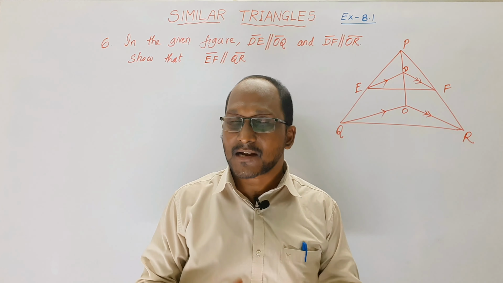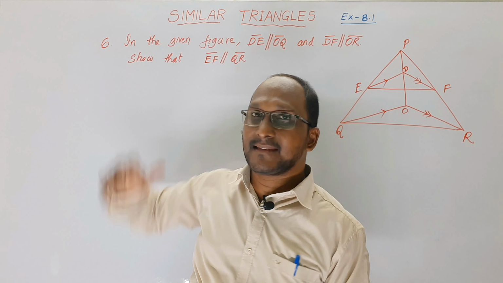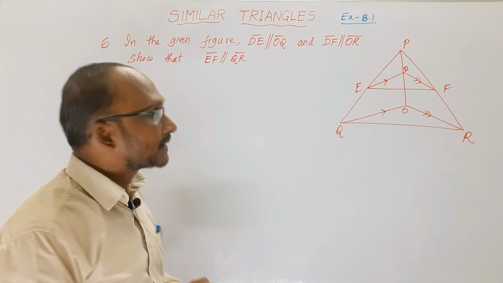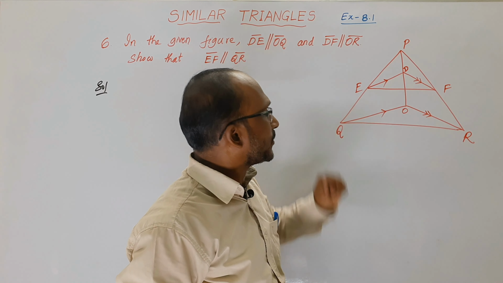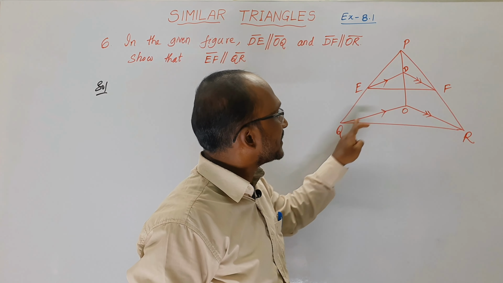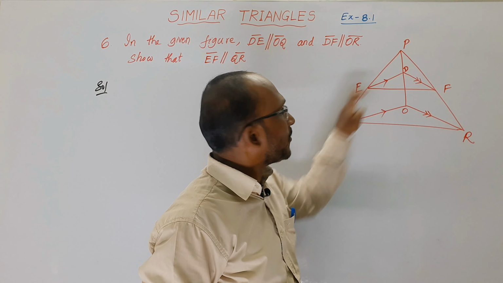My dear children, shall we do the problem 6 in this exercise 8.1? Okay, let us see. In the given figure, DE is parallel to OQ and DF is parallel to OR. Show that EF is parallel to QR. First, let us take the given conditions. First condition is DE is parallel to OQ. Of course, this situation is in the triangle PQO.